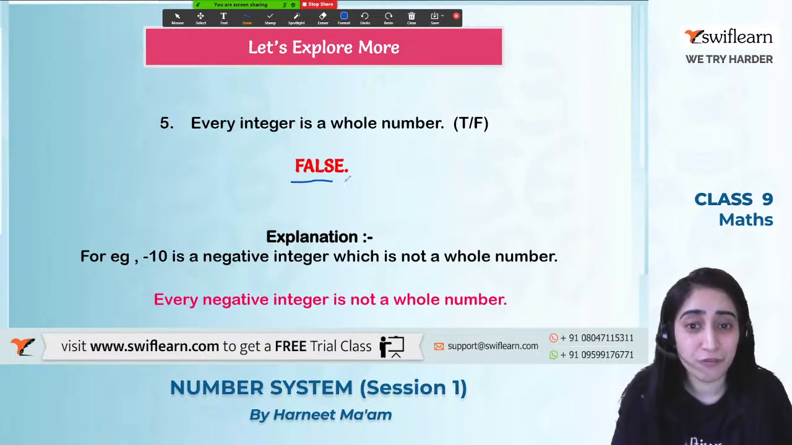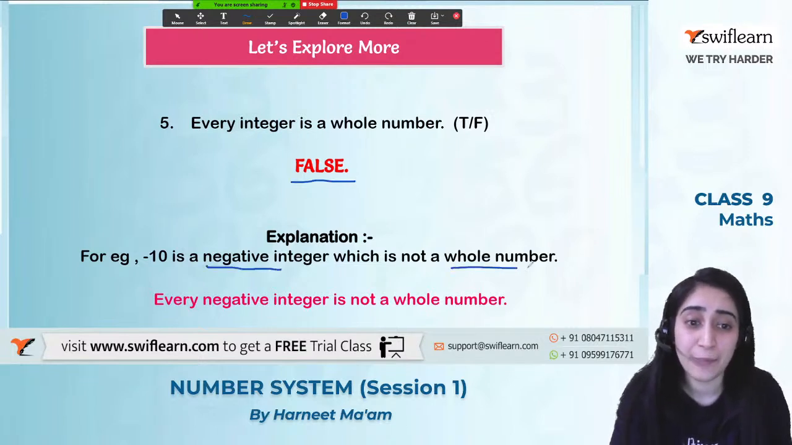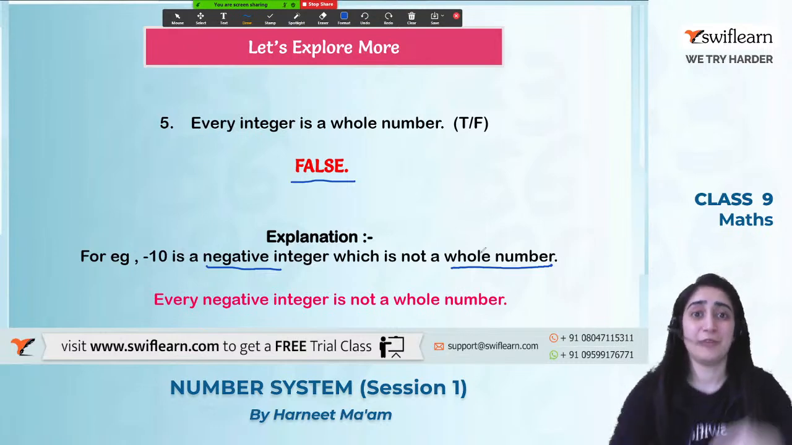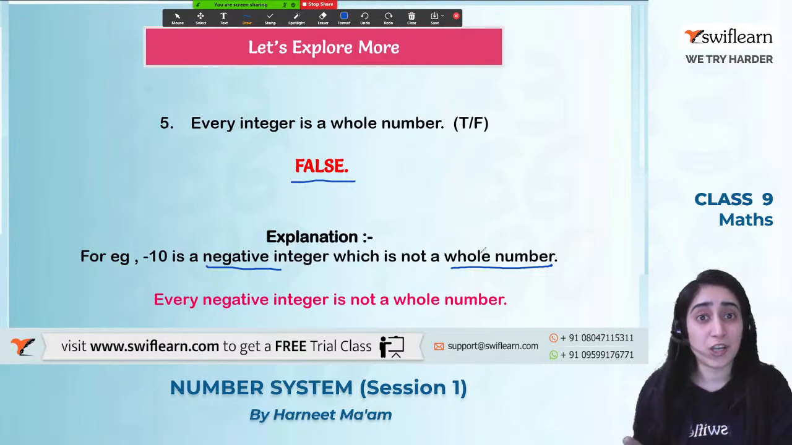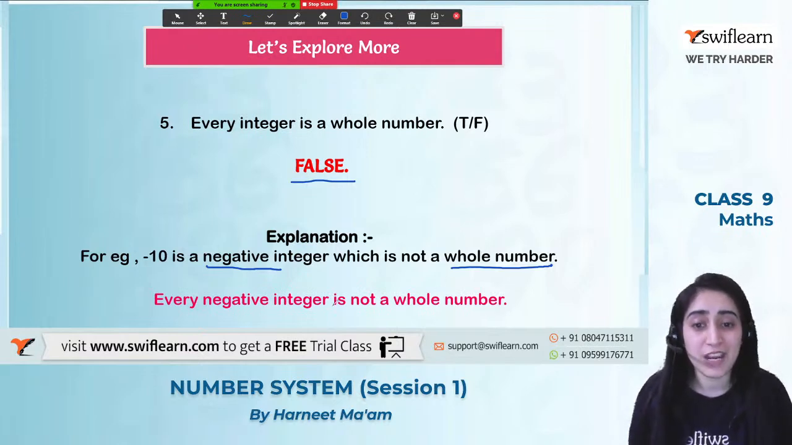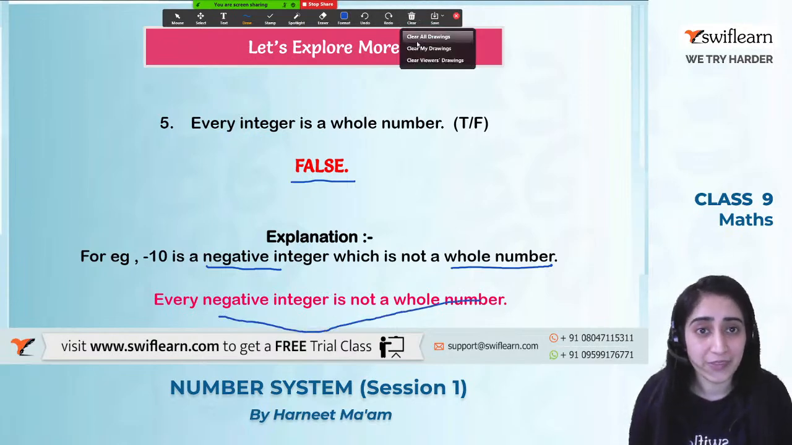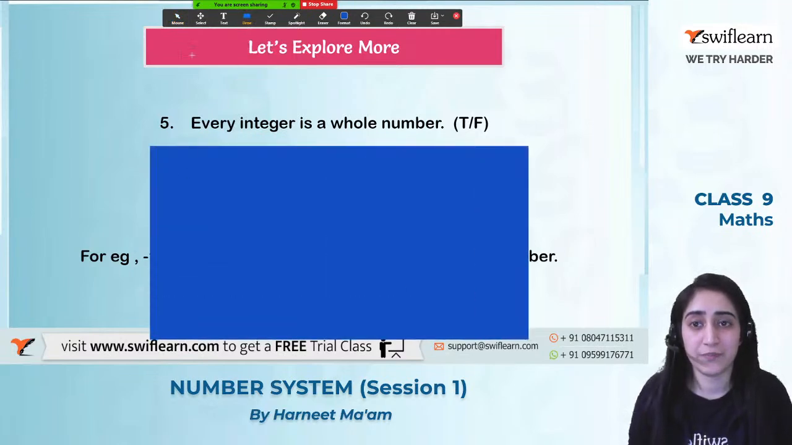The answer is false, because the negative ones don't come in the whole numbers bag. If I have a whole number bag, that starts from 0 to the positive side. But when I talk about negative numbers, they are not in the bag. So when they are not in the whole numbers, then how can I say it's true? It's false. Well done. So every integer is not a whole number. Clear? Okay, great. Moving on to the next one.